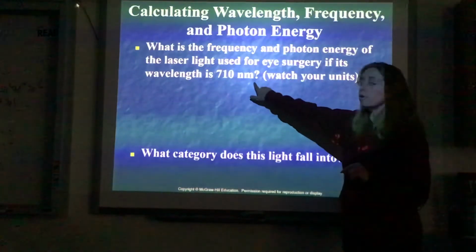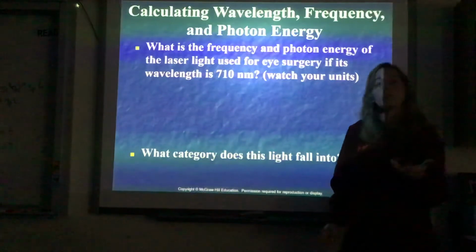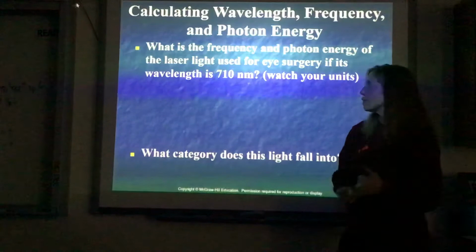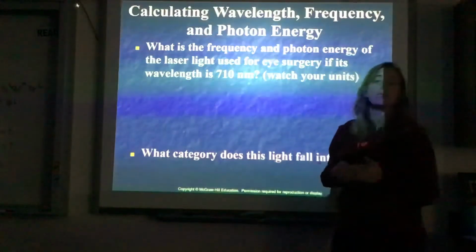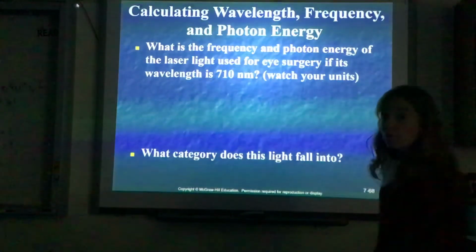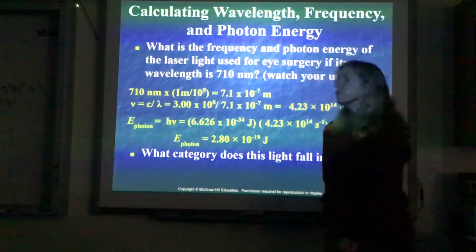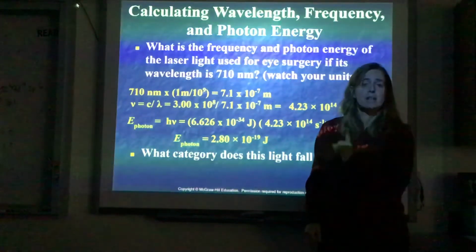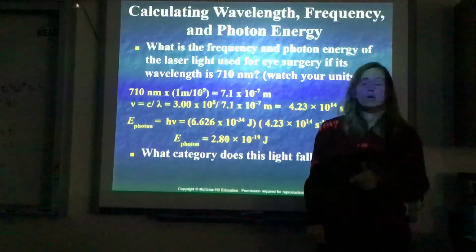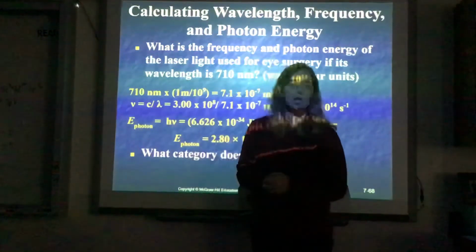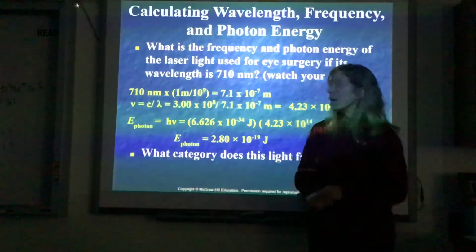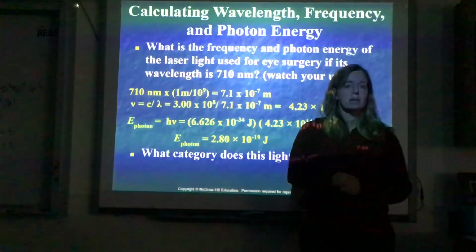Now, look at your unit. Speed of light, we just went over what the equations were. Speed of light is always measured in meters per second. So we are going to have to convert nanometers to meters before we can ever start the problem, okay? So I've done this for you to show you how to do this. There is 1 times 10 to the 9, or a billion nanometers in a meter. So in this case, I took 710 nanometers times 1 divided by 1 times 10 to the 9 and got 7.1 times 10 to the negative 7 meters.